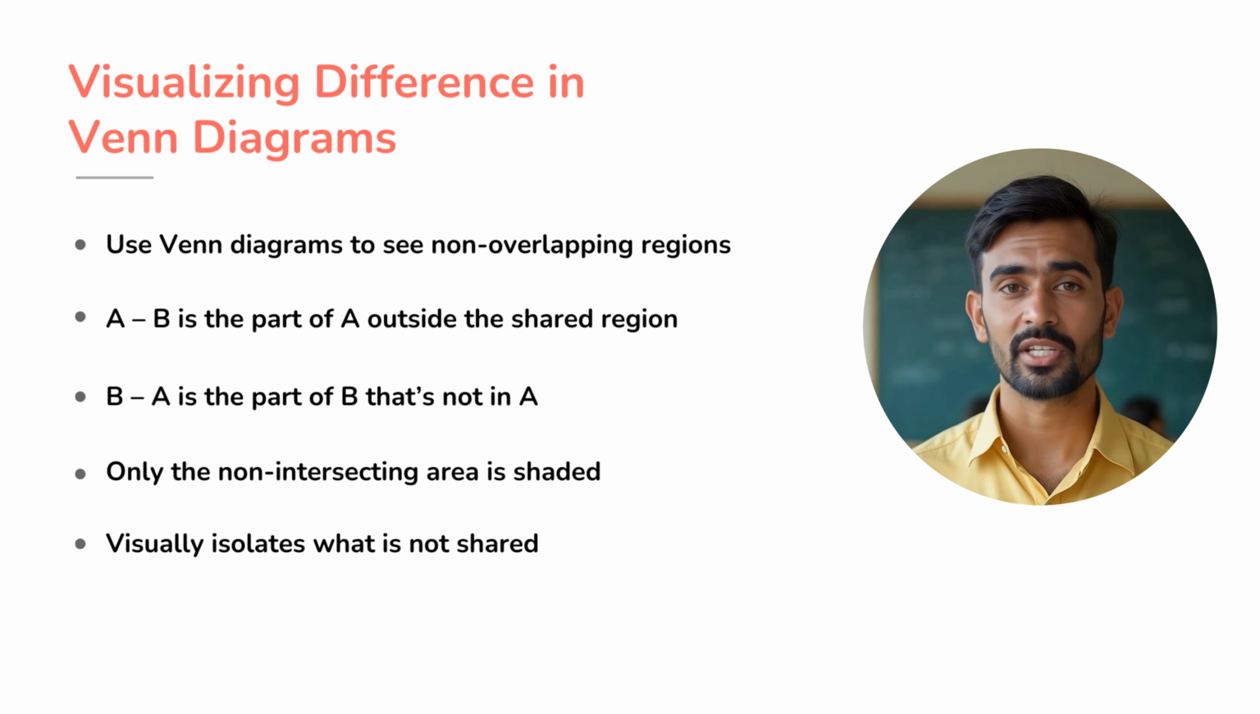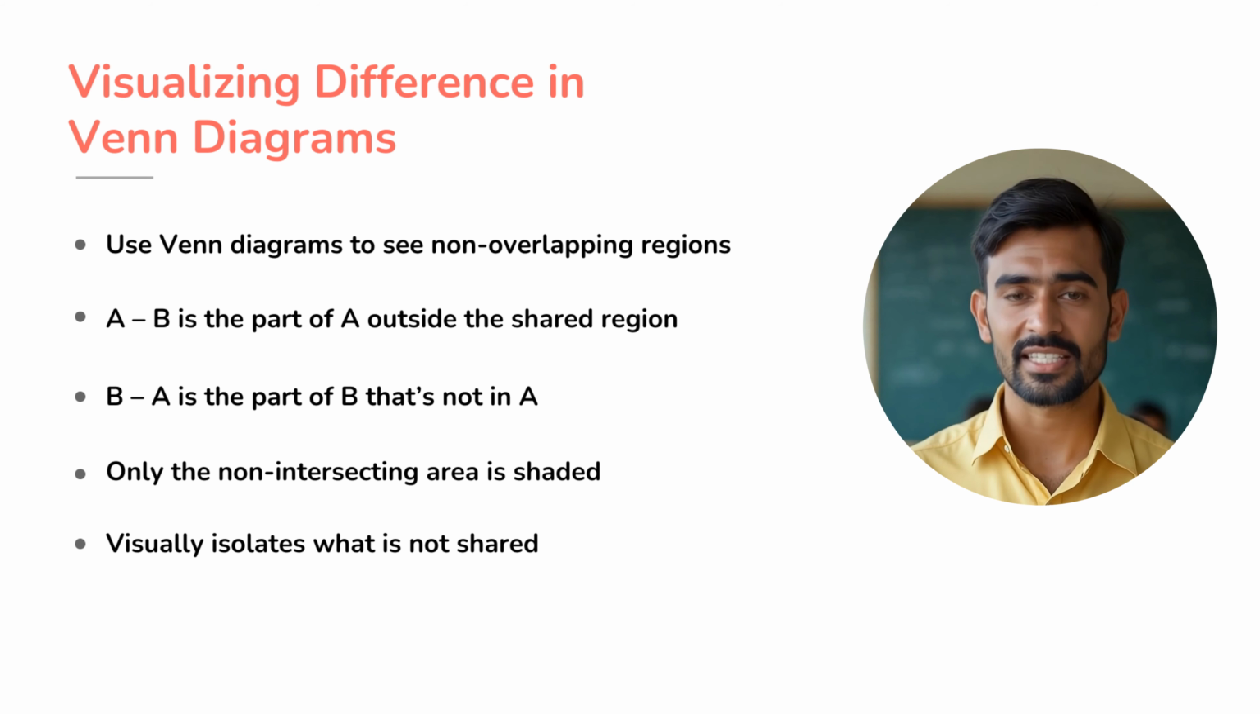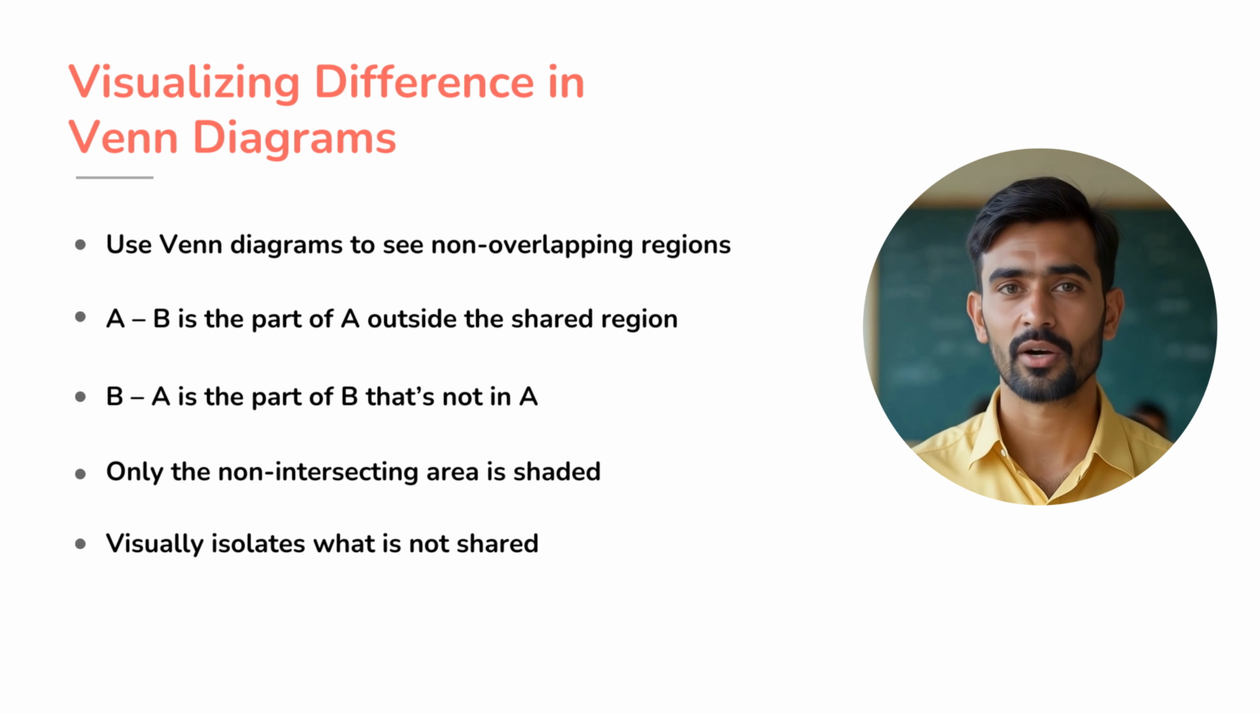Let's understand this visually with a Venn diagram. Draw two overlapping circles for sets A and B. The part of A that does not overlap with B is shaded. This region is A minus B. It excludes any element that is shared with B. Similarly, B minus A would be the portion of B that is outside the overlap.